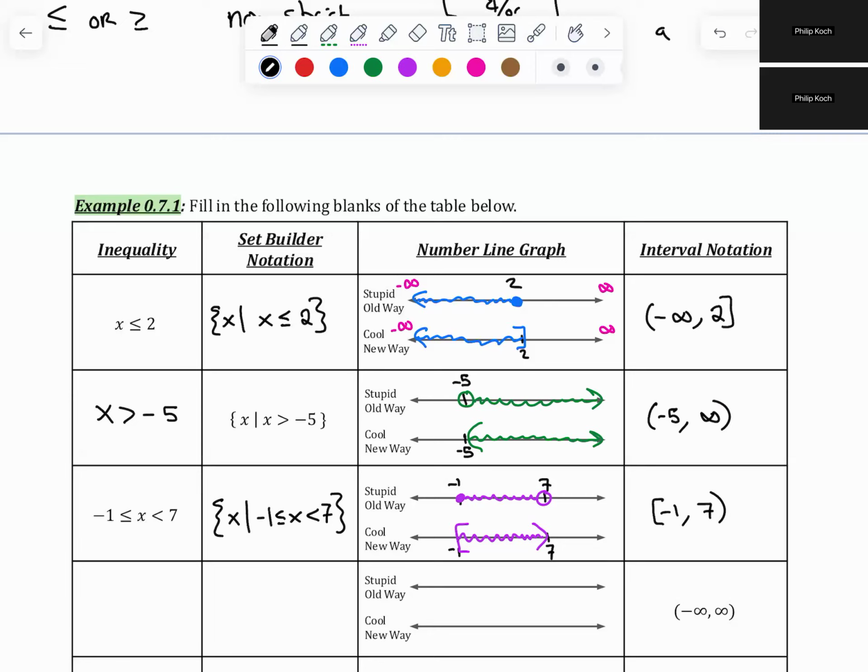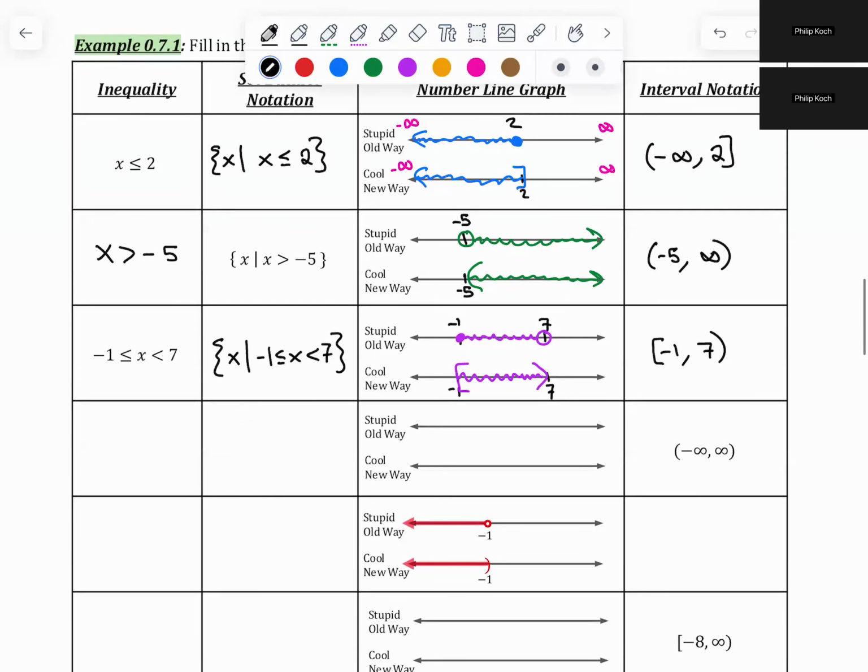All right. The next one. We're not given the inequality. We're not given the set builder notation. We're not given the number line, but we are given the interval notation: -infinity to positive infinity. So that's every number. To draw it on a number line, that would be an arrow all the way on and on and on forever. This is the only time where the cool way and the old way are the same.